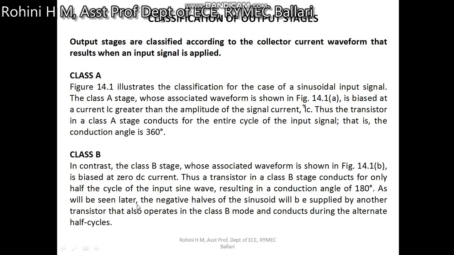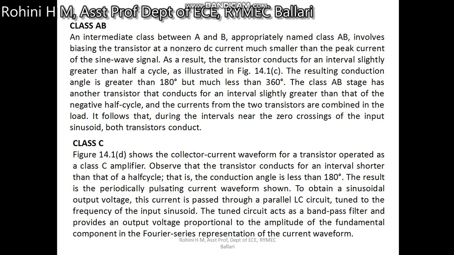So we'll see later that the negative half of the sinusoid will be supplied by another transistor that also operates in the class B mode and conducts during the alternate half cycle. So we can use another class B stage, and the negative cycle will be conducted by another class B type of the amplifier.